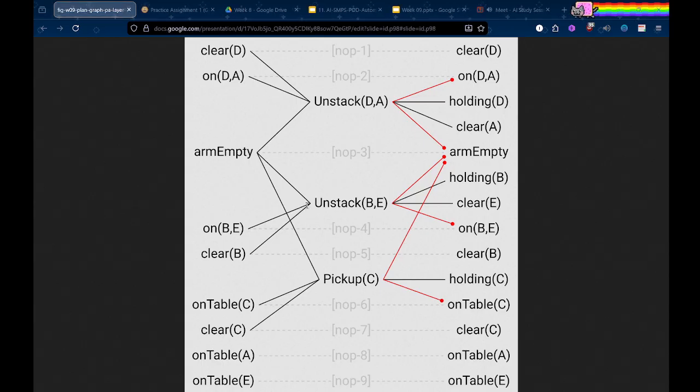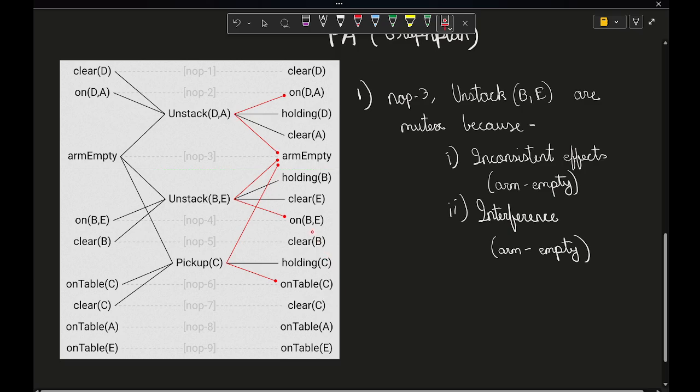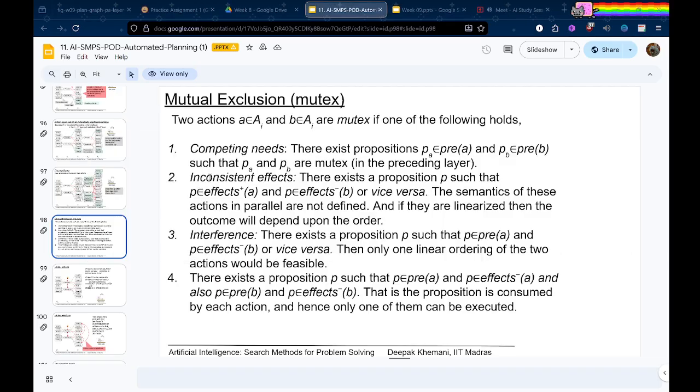What does this say? There exists a proposition such that P belongs to precondition of A and P belongs to negative effects of B, or vice versa. Then only one linear ordering of the two actions would be feasible. Okay, yeah, then these two are mutex based upon the interference condition, because we can only say that firstly no op occurs, then unstack BE occurs. They can't occur together, or it can't be that unstack BE happens before no op. That can't happen. Correct. So that's what it means.